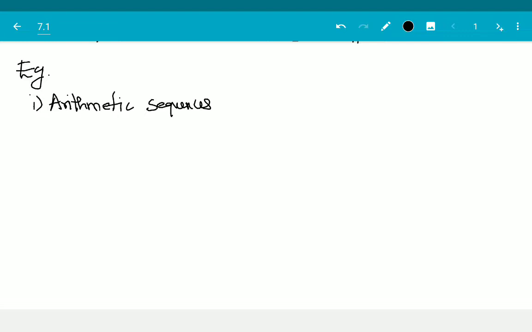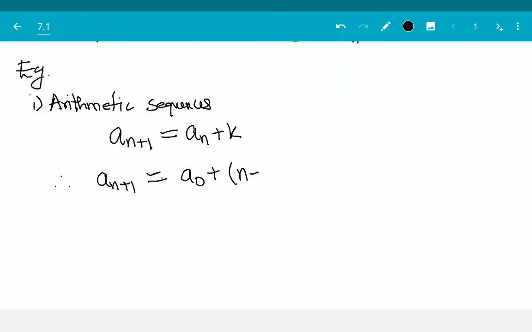Where each a_i differs from the previous one by a constant number. So a_(n+1) is equal to a_n plus some amount k, right? And so therefore we get that a_n is equal to a0 plus n times k.